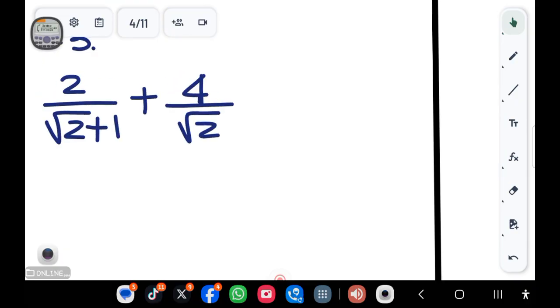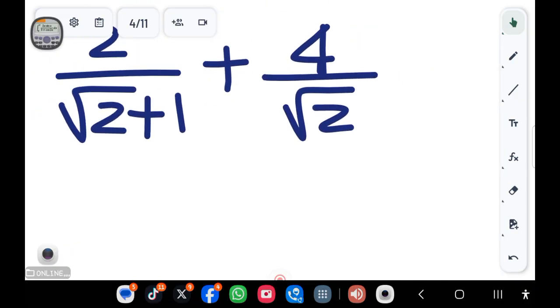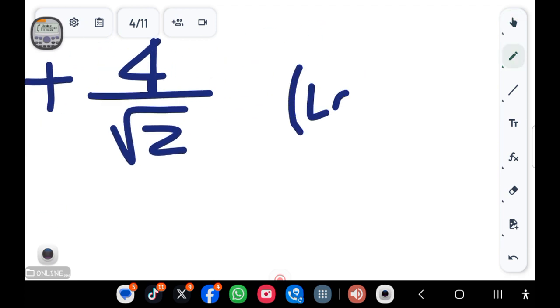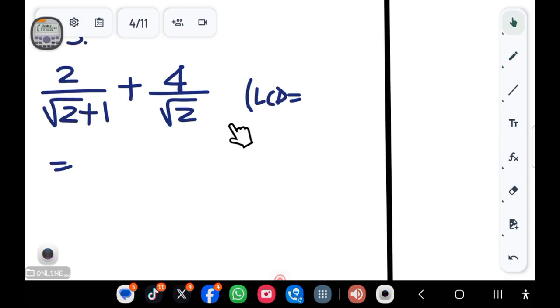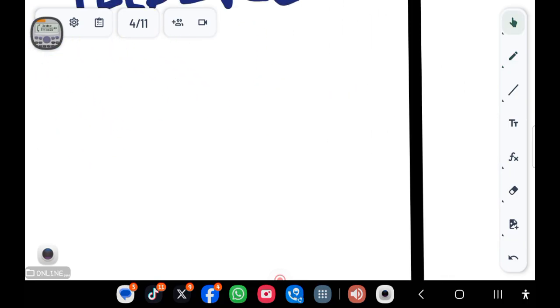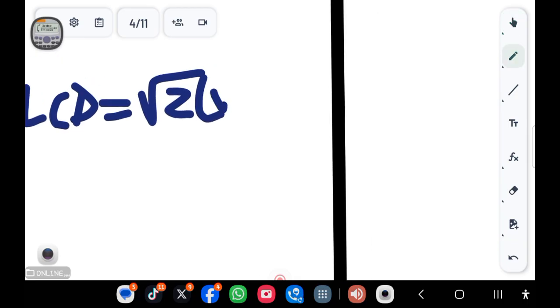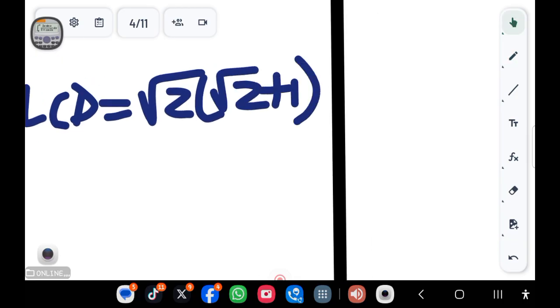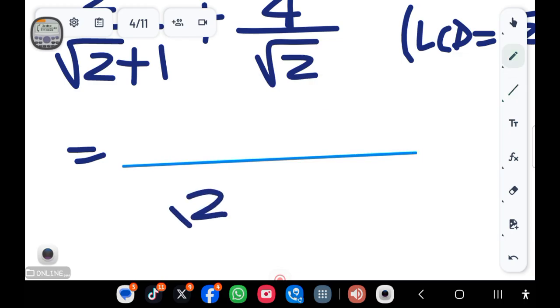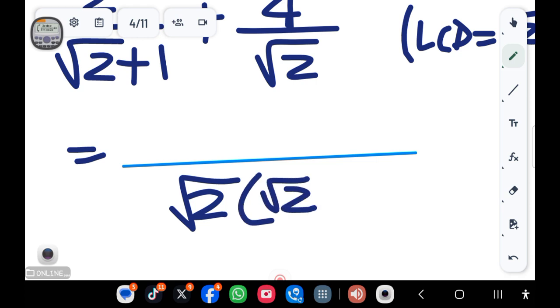So here is the question, and step number 1 is we find the lowest common denominator. What is the LCD? The LCD is simply the product of the denominators. That's the simplest way of figuring out what the LCD is. So that will be square root of 2 times square root of 2 plus 1. That is the simple LCD that we use. So we have everything over that LCD: square root of 2 in brackets, square root of 2 plus 1.